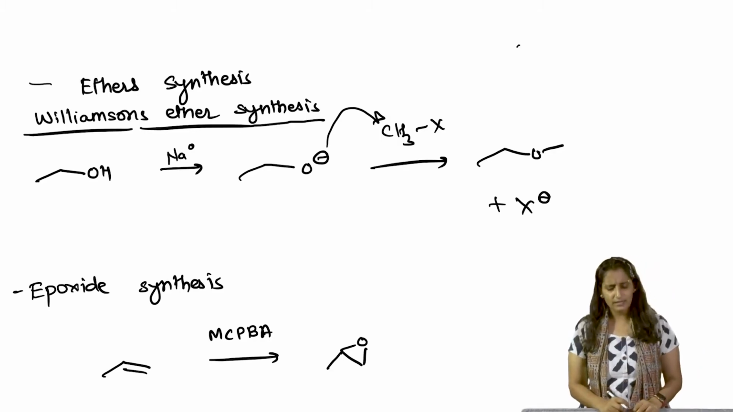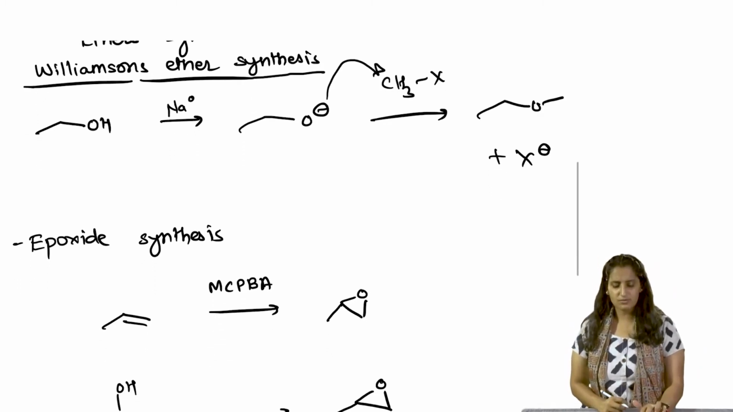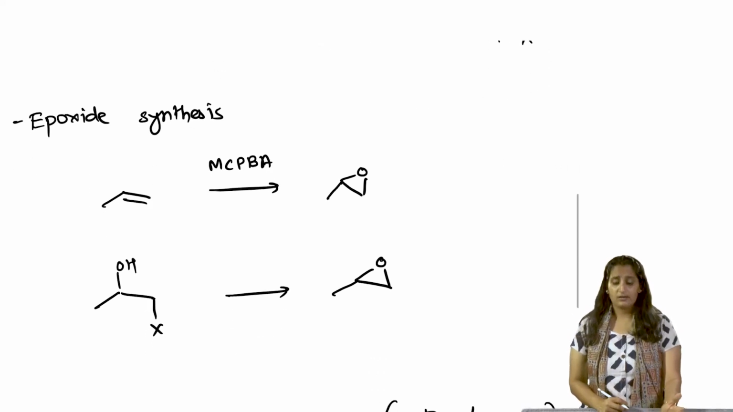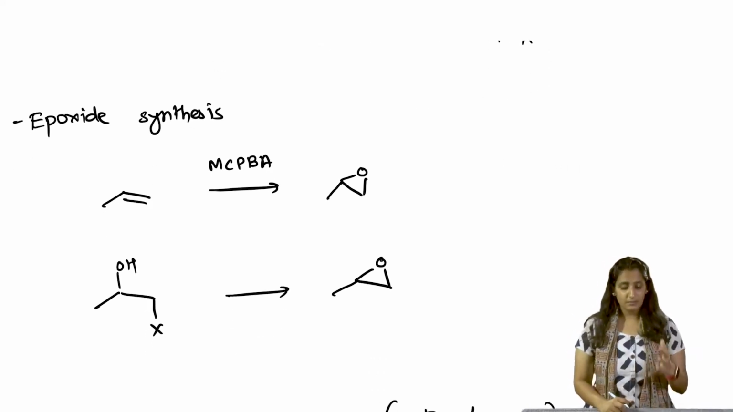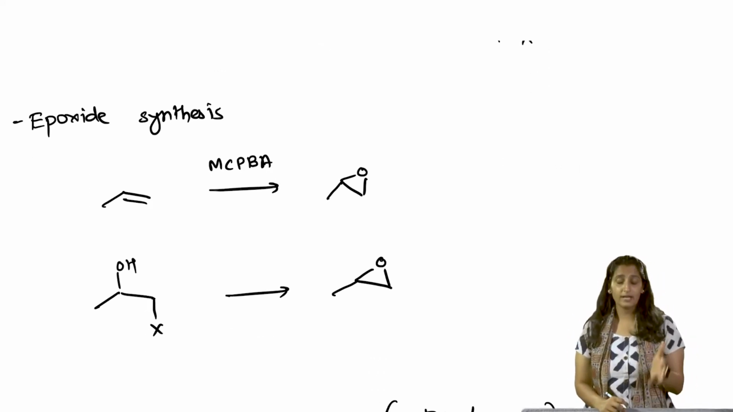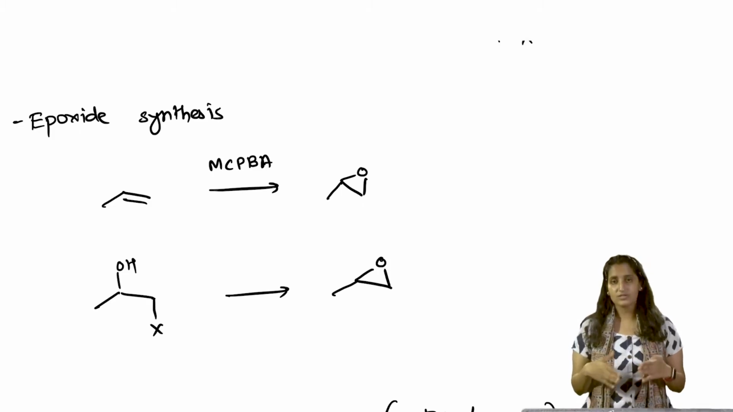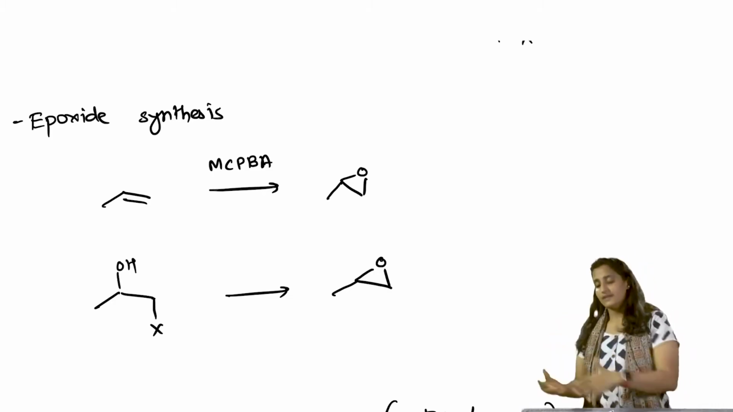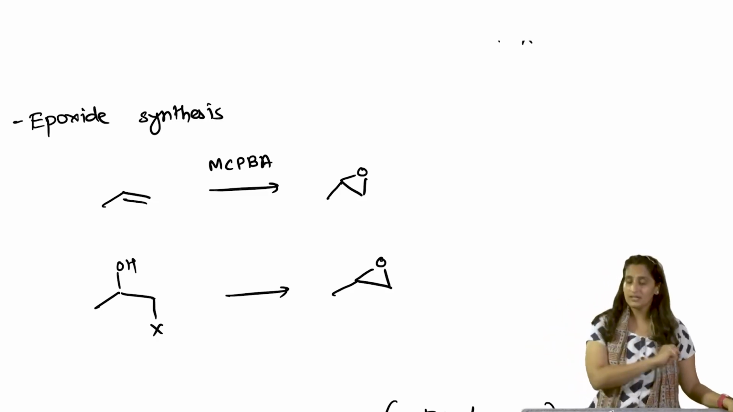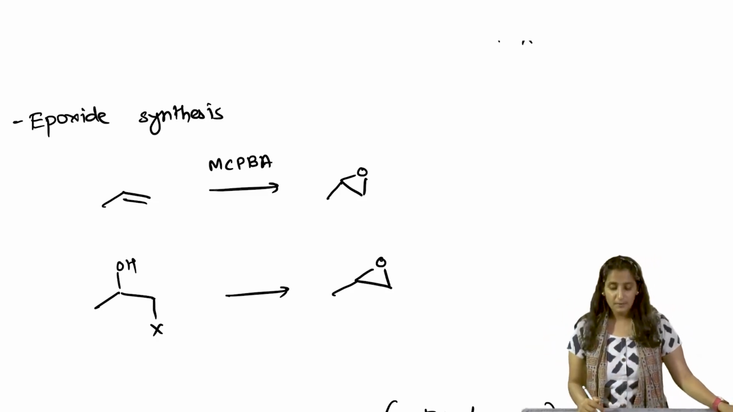What other ways did we look at last time? We looked at various ways to form an epoxide. Epoxides can be formed in the presence of MCPBA or any kind of per acids, and this method, as we saw, was stereoselective, in the sense that depending on the stereochemistry of the starting material, the end product also had a very particular stereochemistry for that epoxide.